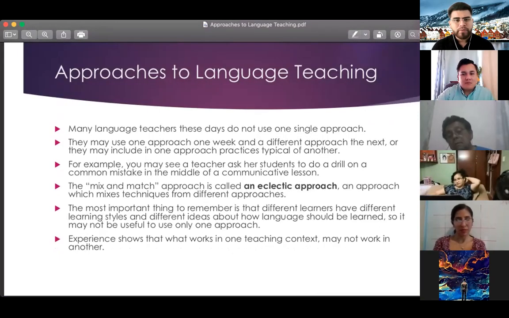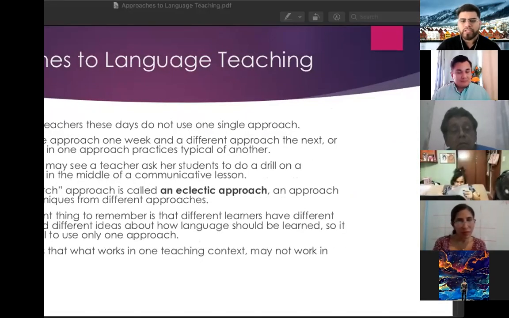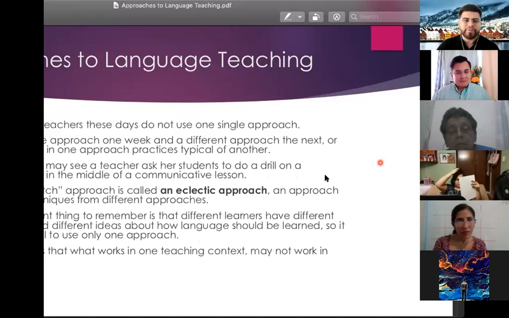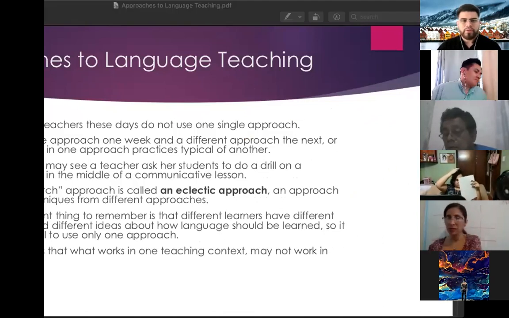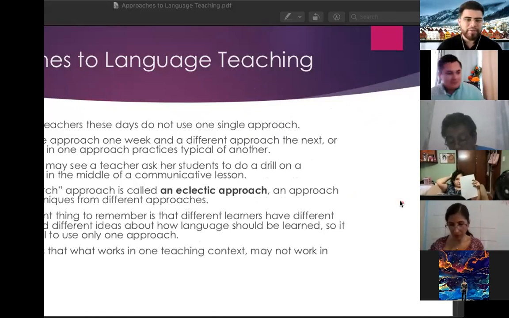Okay, let's see. We're going to do some of the worksheets for the language teaching. Can you open up the worksheet that says types of activities and tasks for language and skills development?